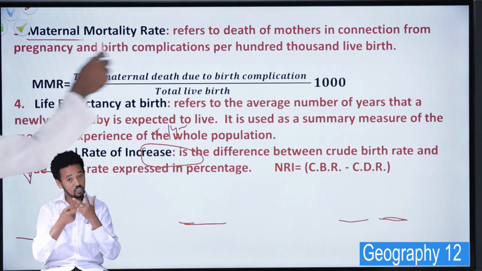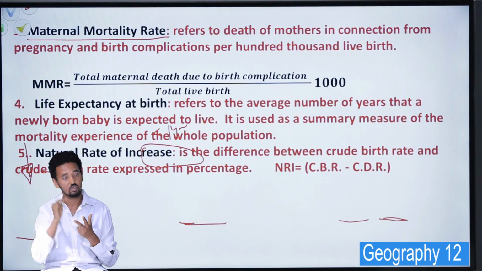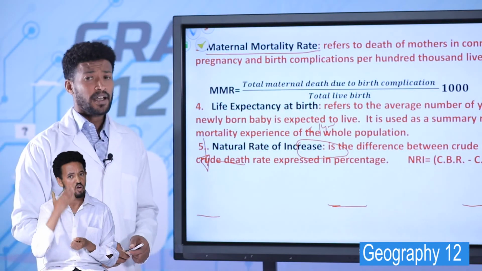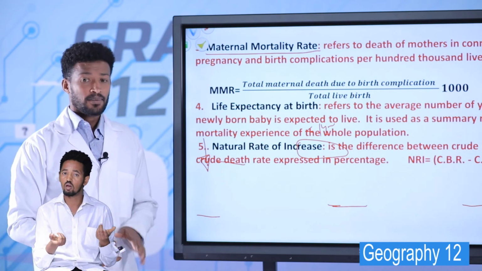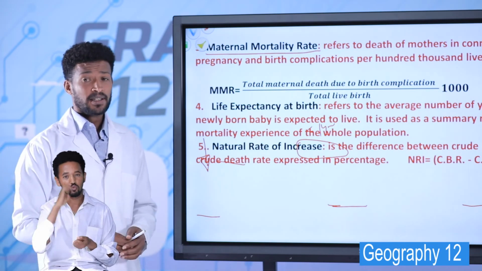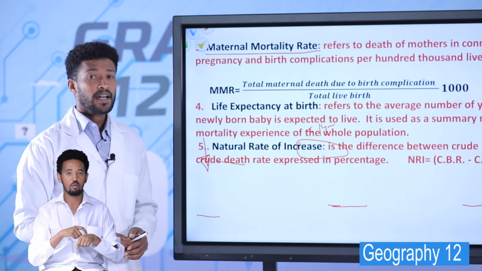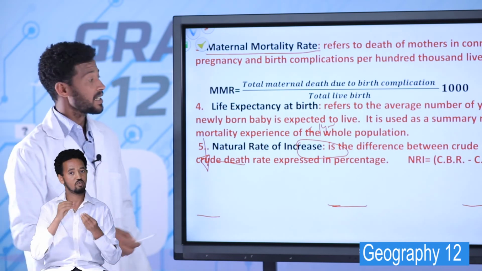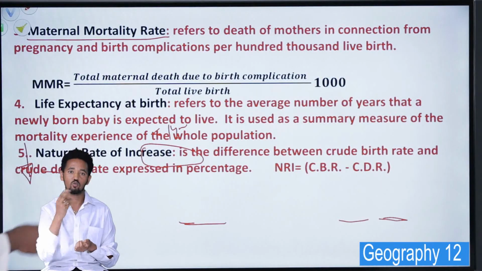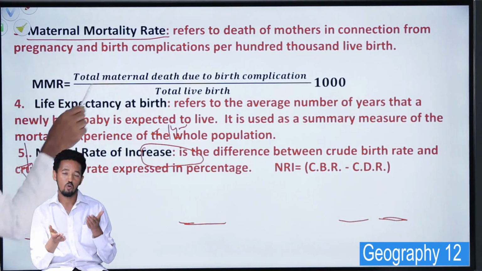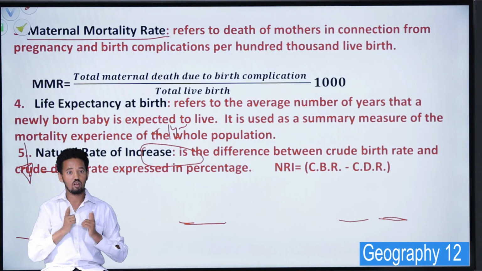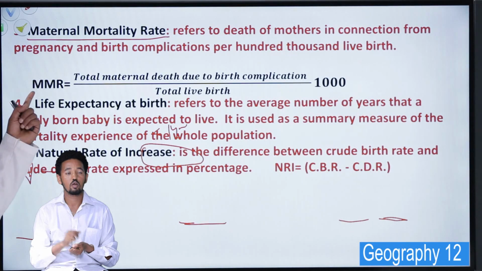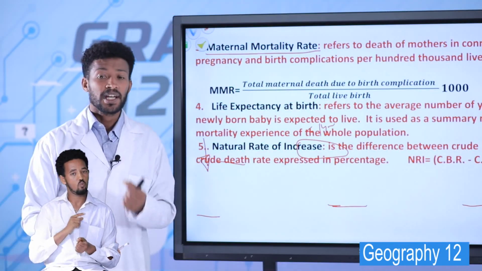The third one is maternal mortality rate. Maternal mortality rate is the deaths of mothers. Why do mothers die, and when? Most Ethiopian mothers die during childbearing time and during their pregnancies. We can calculate the maternal mortality rate by using the total maternal deaths due to birth complications divided by total live births, times 1000. By using this formula, you can find the number of deaths of mothers in Ethiopia.